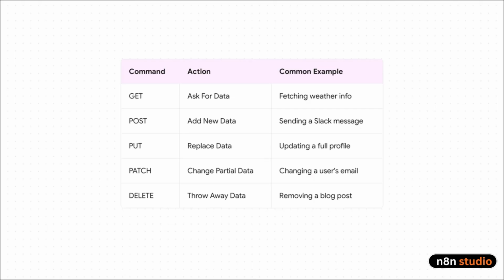Okay, so let's put it all together. This table right here is basically your cheat sheet. GET is for asking. POST is for adding new stuff. PUT replaces the whole thing. PATCH changes just one part. And DELETE, well, it throws it away. The most important thing is just matching what you want to do with the right command. This table is your go-to guide for that.